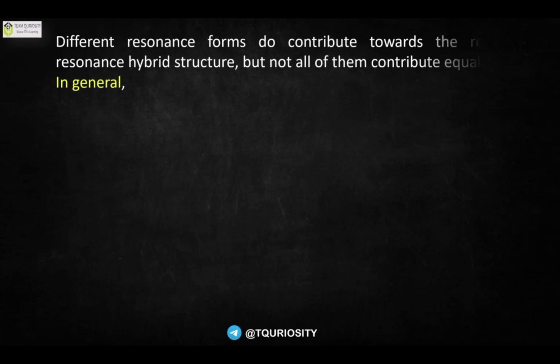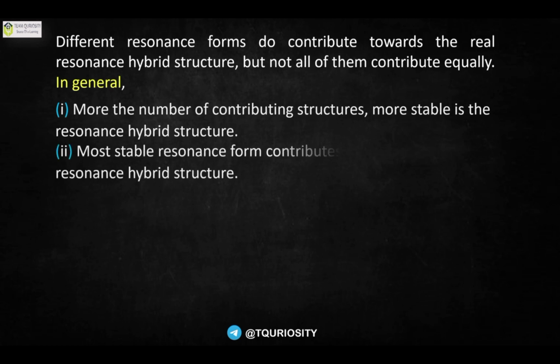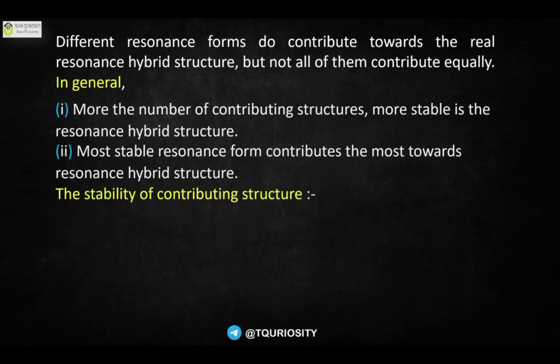The fourth rule, the different resonance forms do contribute towards the real resonance hybrid structure, but not all of them contribute equally. In general, the more the number of contributing structures, the more stable is the resonance hybrid structure. And the more stable resonance structure contributes the most towards the resonance hybrid structure. Next, we'll understand how to determine the stability of contributing structures.